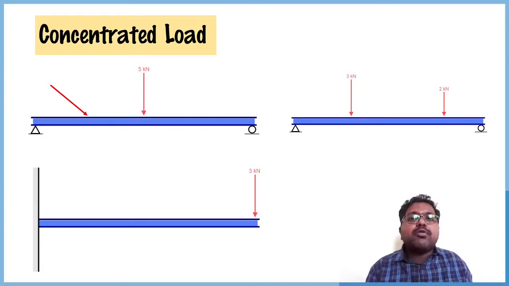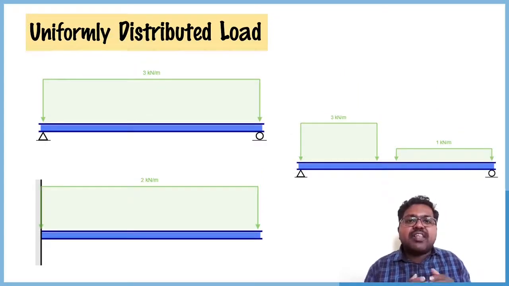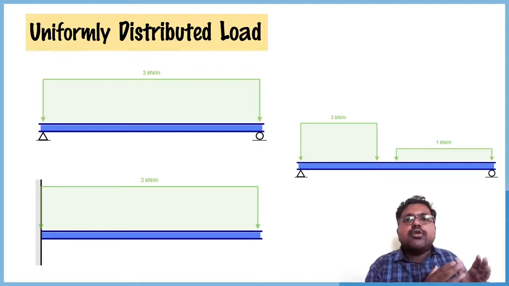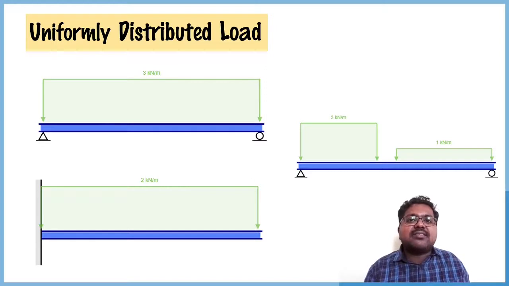The next one is the uniformly distributed load. A member or a beam is subjected to a uniformly distributed load throughout the length or some distance. A better example for this uniformly distributed load is the self weight of a member. Generally, in our analysis, we are not considering the self weight of a member, whereas in design, we have to consider this self weight of a member, which is in the form of a uniformly distributed load.